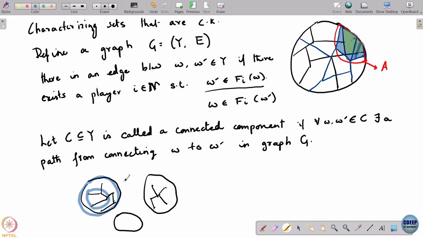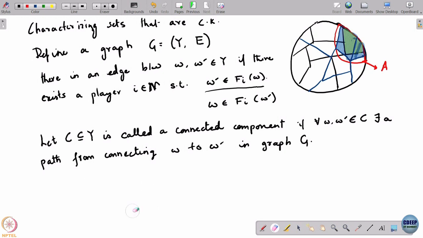So, formally speaking, a connected component is one where there is a path between any two vertices, and if you take a vertex, you cannot add another vertex to this and still keep it a connected component, okay? Yeah, so this is a connected component. Now, we can talk of a maximal connected component, or let's just extend this definition itself.